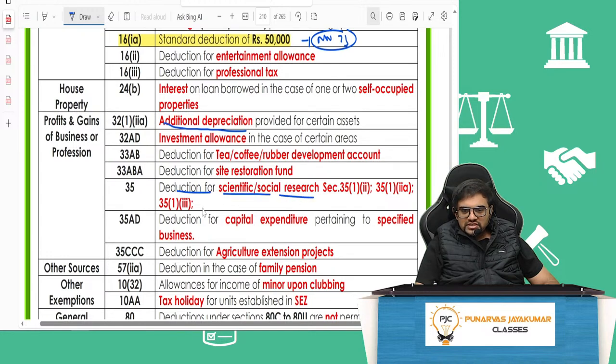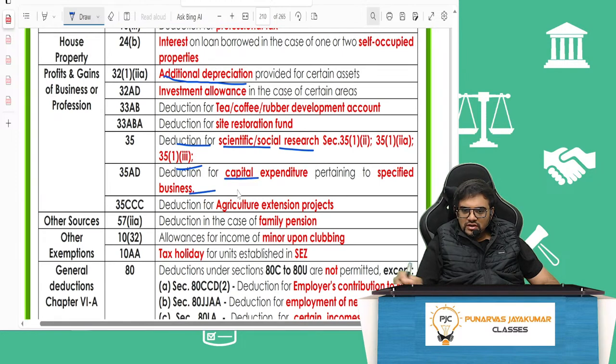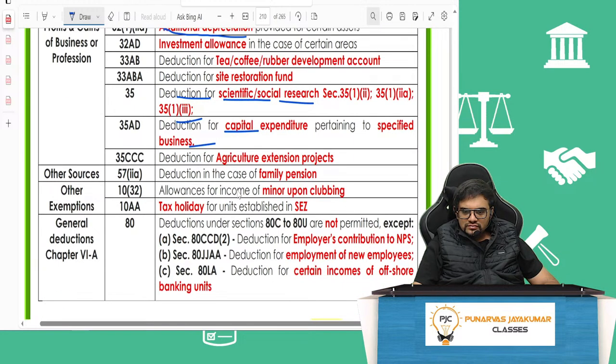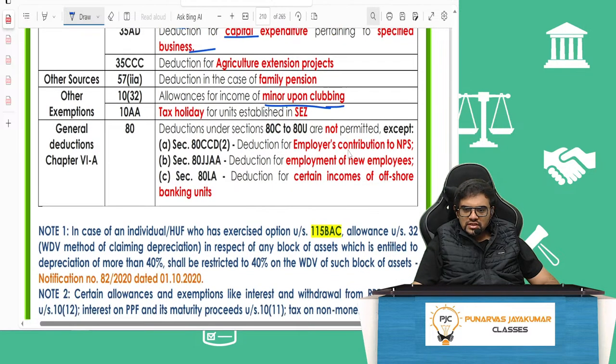Deduction for scientific research, etc., you will not get. Capital expenditure 35AD, you will not get. Allowance of income for minors or clubbing, 1500 rupees, that you will not get. Then 80C to 80U, you will not get, except 80CCD(2), that is deduction for employer's contribution to NPS, that you will get.